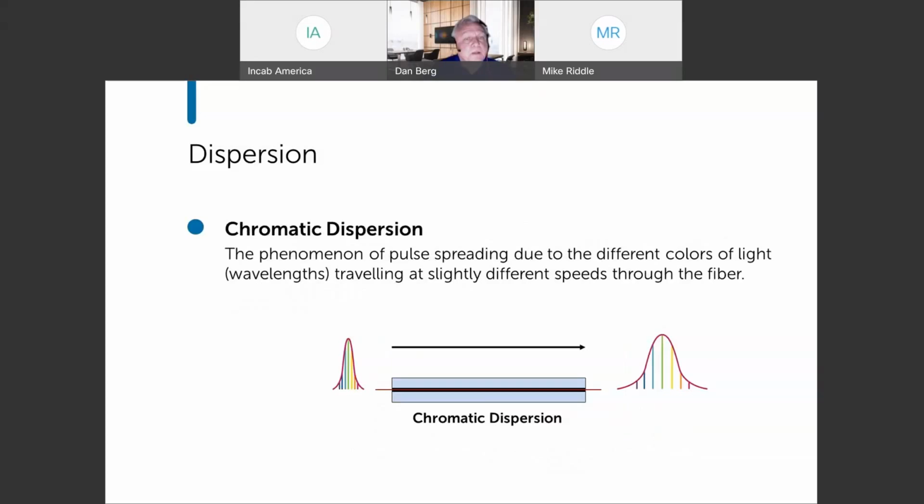I think I've already explained this. It's the phenomenon of a pulse with different colors of light traveling at different speeds through the fiber. And that's because, like I said earlier, the index of refraction for each of these wavelengths varies, and so it's going to change the speed of each one of these wavelengths as it goes down the optical fiber.